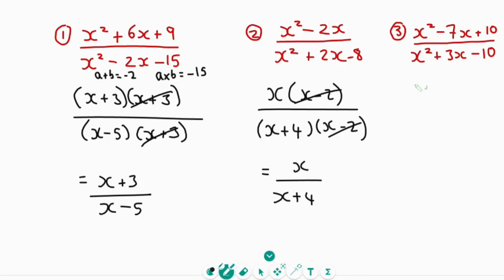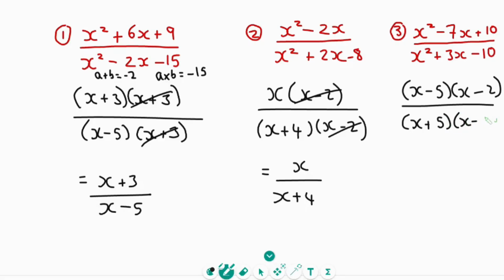3. Two numbers that multiply to get 10 and add to get minus 7. They've got to be both negative. X minus 5, x minus 2. Multiply to get minus 10, add to get 3. Plus 5, minus 2. 5 times negative 2 is negative 10. 5 take away 2 is 3. These cancel.